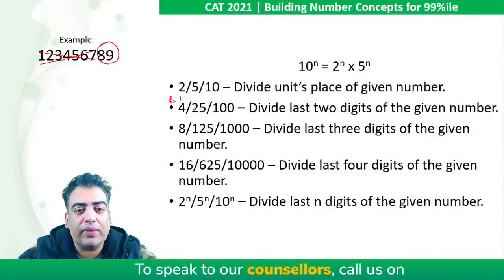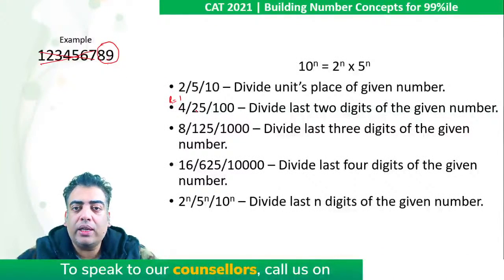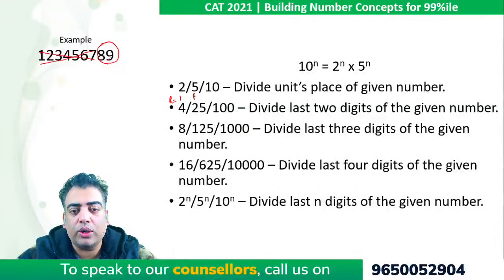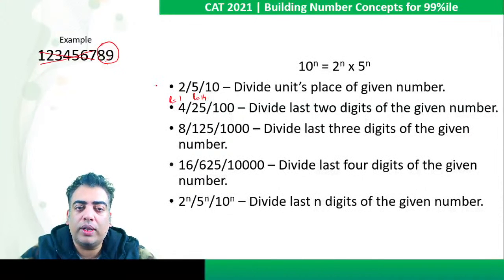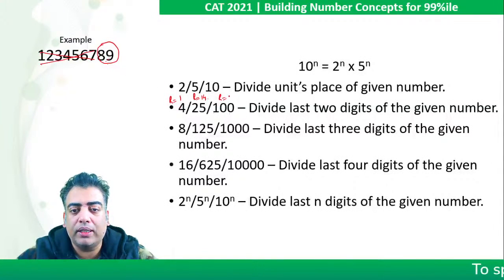Likewise, 89 divided by 25. 25 into 3 is 75. So the leftover is 14, so the remainder comes out to be 14. In case of 100, the last 2 digits themselves will be the remainder, which comes out to be 89.